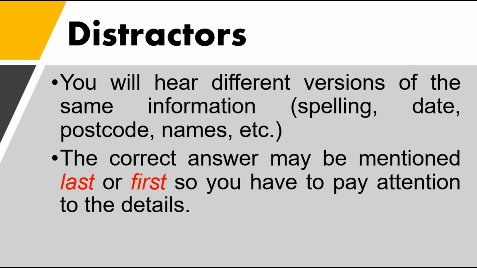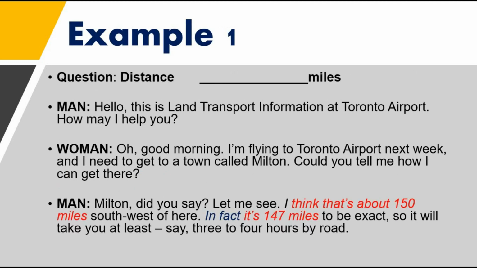So when I say last, if there are two options, it would be the latter, or the second one, or the first one. We have 5 examples for you to look at. Example 1. You are looking for how many miles, so that's distance.